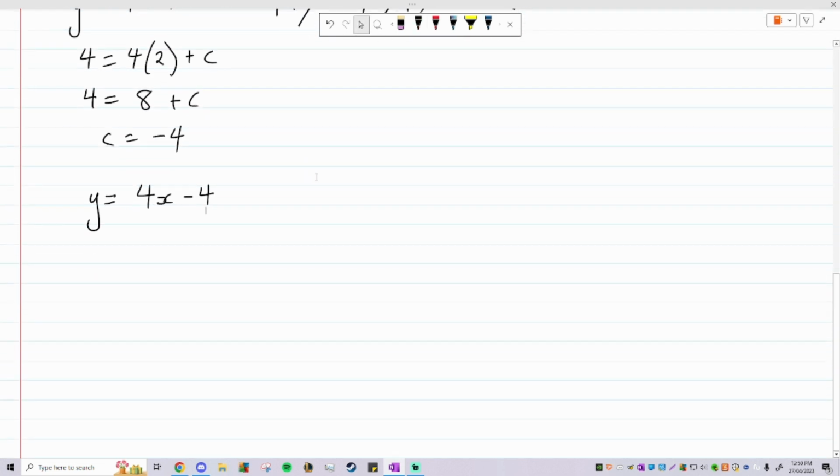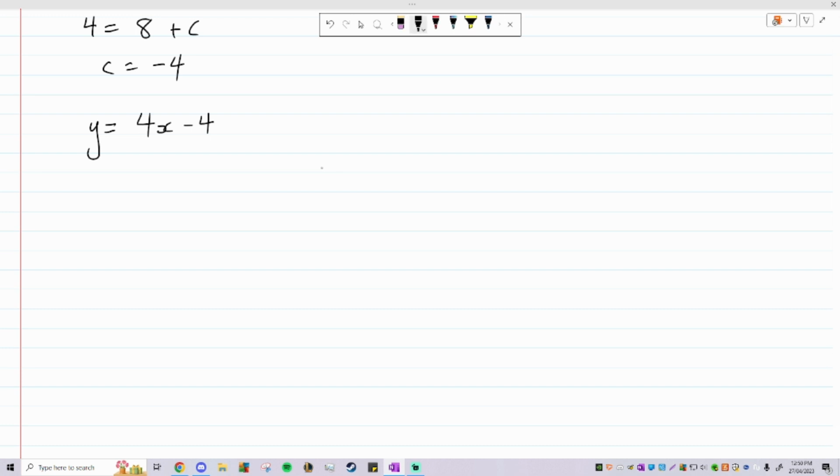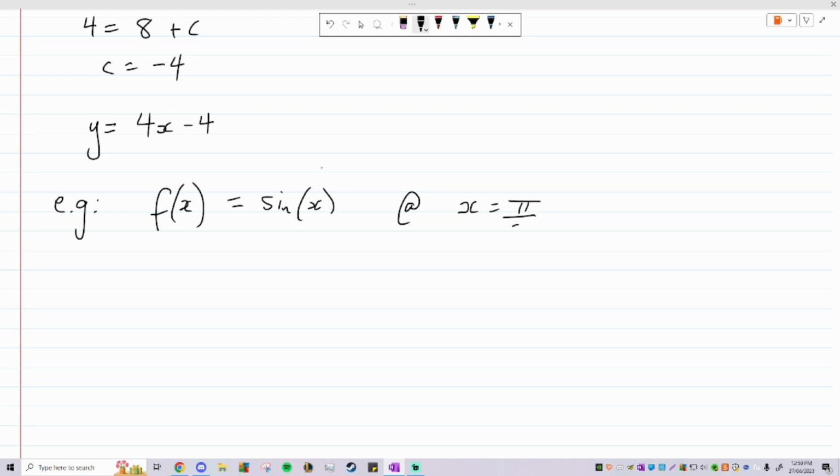Okay, so hopefully that isn't too bad here. So let's do another example of this. We're going to do y, I'm actually going to go f of x, apologies if you already wrote y, equals sine of x at x equals pi on 3. Okay, so this is what I'm going to look at here.